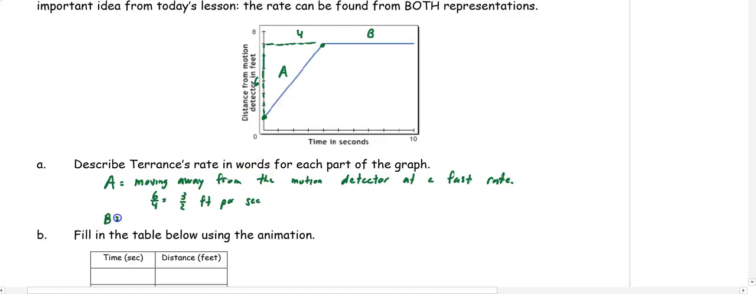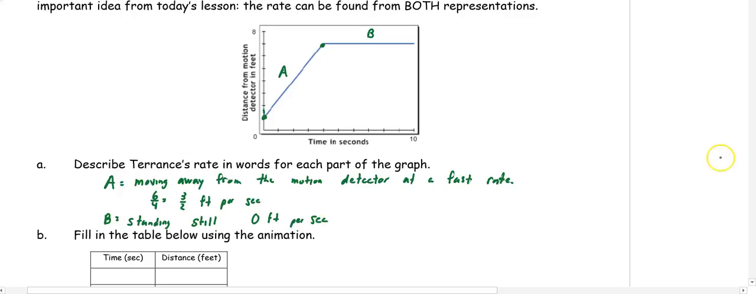And then in B, because it's a flat line, that means he's not going anywhere, so he is standing still. And if you're standing still and it's a flat line, remember it's always 0 feet per second.